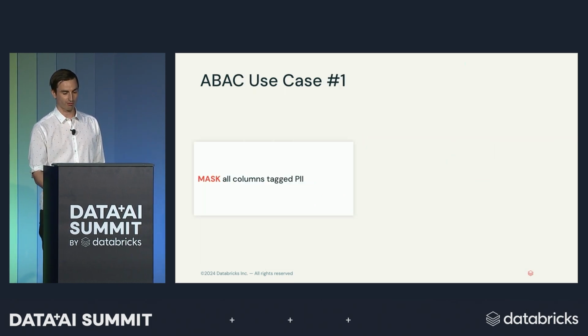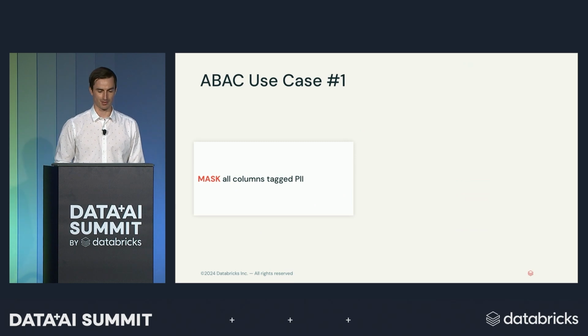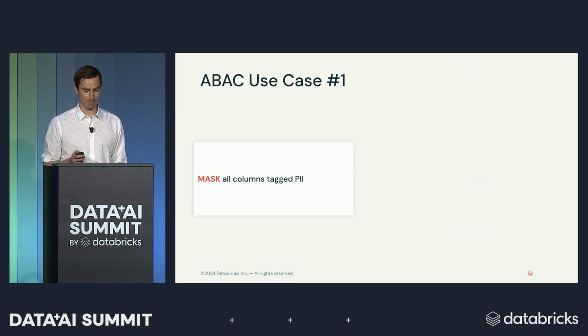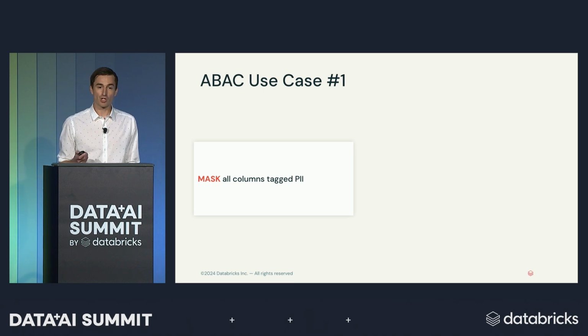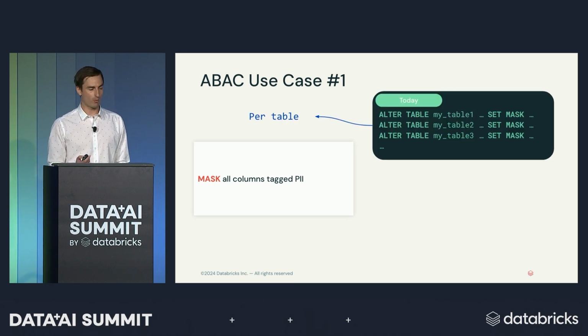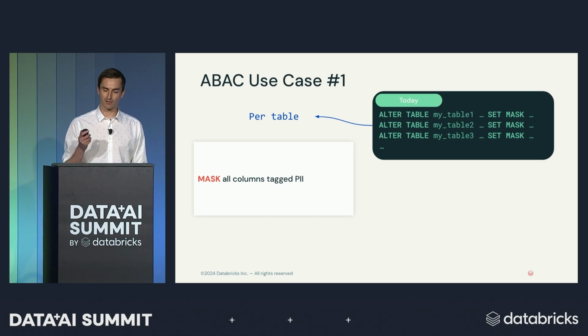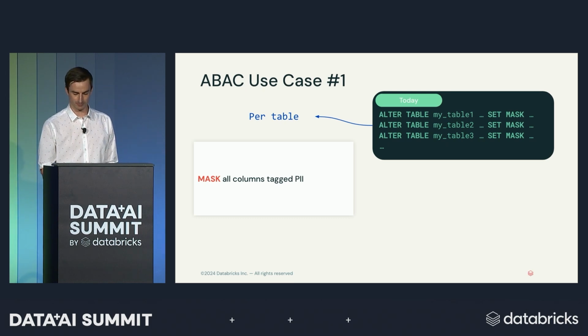I wanted to look at 3 very concrete examples of ABAC in action. So the first is like the canonical ABAC example. In this use case, what we want to do is mask all columns tagged PII. And the way you would do that today is you would have to go and apply a mask to all of these tables individually, which isn't incredibly scalable.